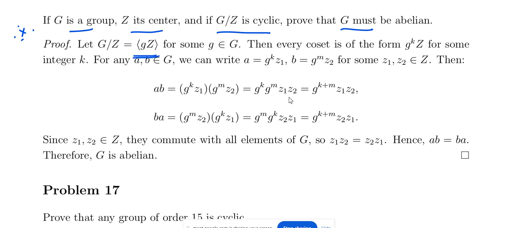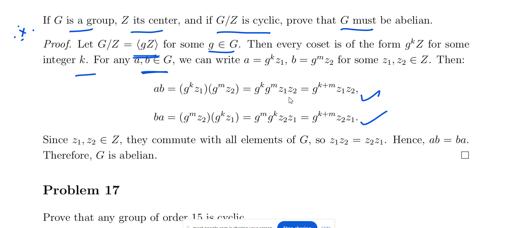The collection of gZ, like that, where g belongs to G. So every coset is of the form g power k Z for some integer k. When you choose two elements in G, we want to try to prove that G is abelian. So a equals g power k z1, b equals g power m z2, where z1, z2 belong to Z. Then find ab and ba, both will be the same.